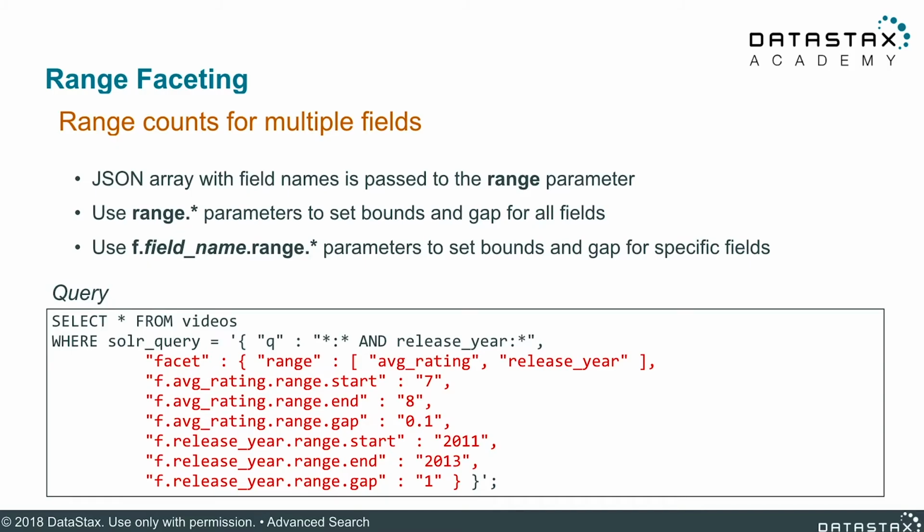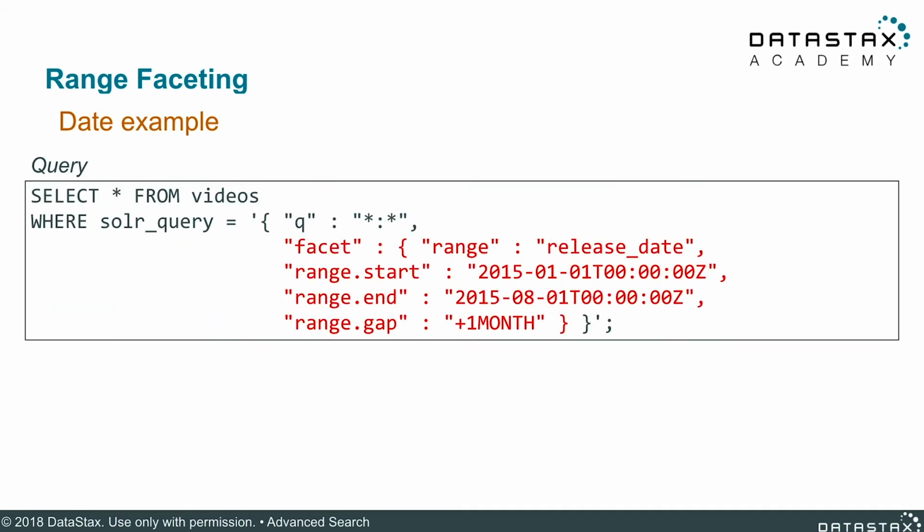We can bucket by multiple fields in the same request. To do so, we specify our fields in an array and then specify our upper bounds, lower bounds, and interval between ranges per field. The faceting output returned would show the buckets for average rating and then the buckets for release year. Here is an example using a date field instead of a numeric field.